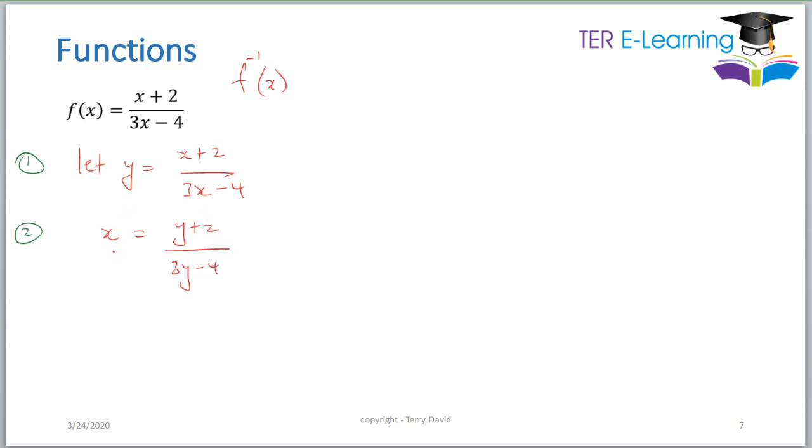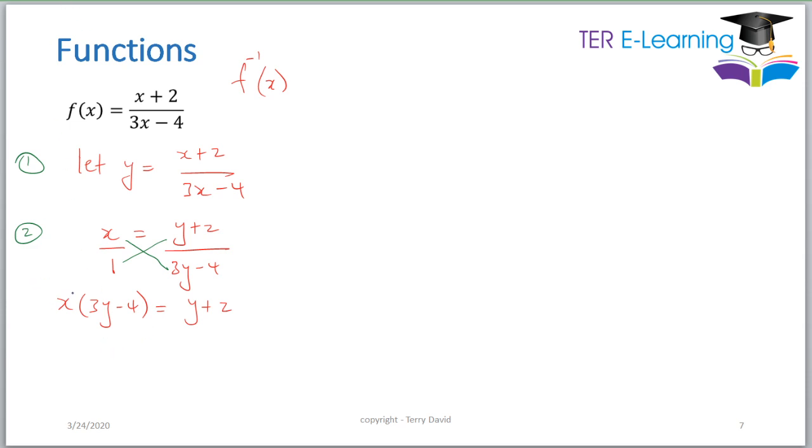Now the thing is, because you want to simplify this and you want to make y the subject, what I will do is I will put this as x over 1, right? Because any number divided by 1 will give you that same number, right? So x over 1 is the same as x. That's all. I'm not doing anything confusing there. And the next step is to cross multiply, right? So when you cross multiply, you're going to get x multiplied by 3y minus 4 is equal to y plus 2, right? That's just cross multiply.